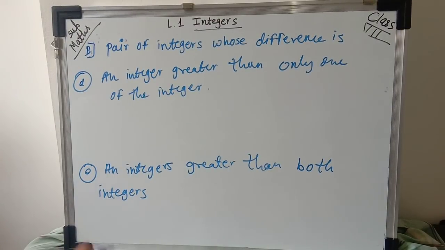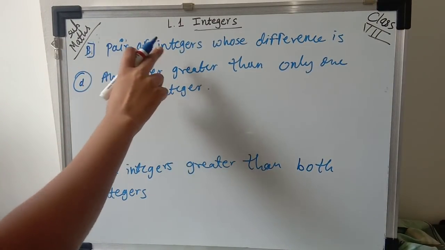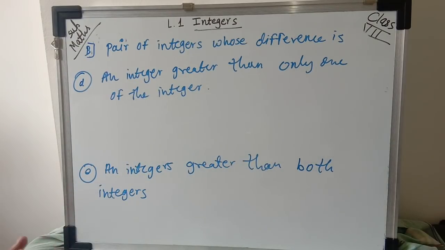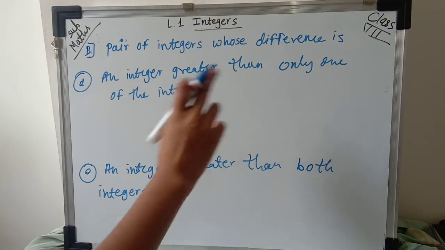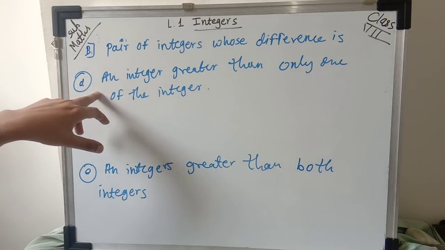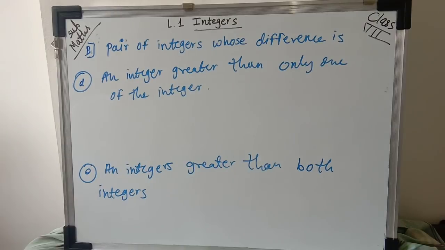Now students, the D pair you have to find out, a pair of integers whose difference is an integer greater than only one of the integers. So we have to find out which integers are there whose value is greater than any one integer. So students, remember, when you are doing the subtraction of any two integers, to find the pair you have to take these two negative integers.